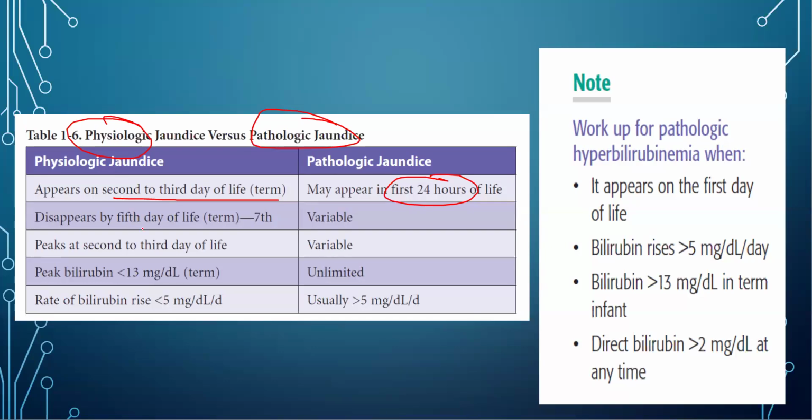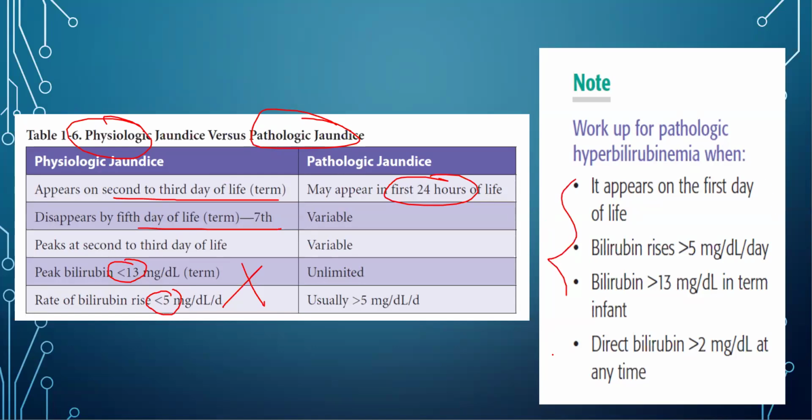Physiological jaundice usually disappears by the 7th day. So in a week, it usually starts to get better. The peak bilirubin will be less than 13, and the rate of bilirubin rise should be less than 5 per day. Now, these are not important for you to remember. Just remember, if jaundice appears on the first day of life, that's pathological jaundice. And if it appears after the first day of life, then it could be physiological jaundice.